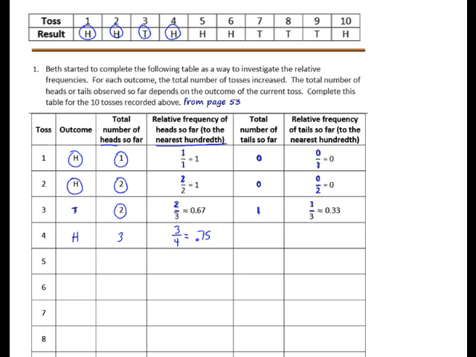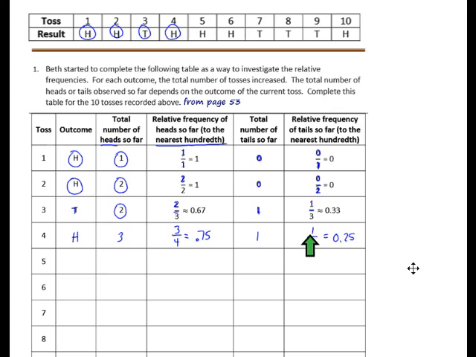The number of tails remains at 1. So we have 1 tail over 4 tosses, and that's 0.25. So we have a denominator of 1 because there was 1 toss, 2 for 2 tosses, 3 for 3 tosses, 4 for 4 tosses.